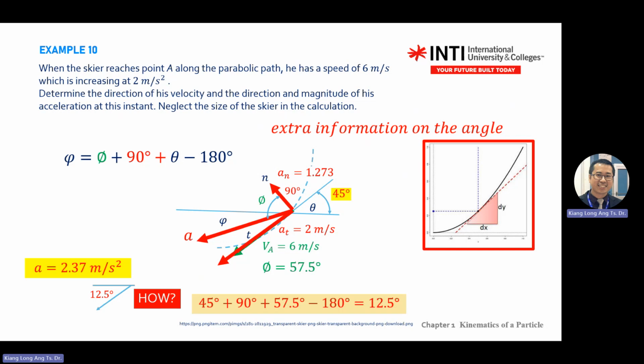V will usually be in this direction. This is the VT direction. A, it depends. You can expand that later. Then number 4, write the equation. What are the equations? A equals AN UN plus AT UT. If you're lazy to write again, just write AN equals V squared over rho. And AT equals V dV/dt, and then you substitute accordingly.